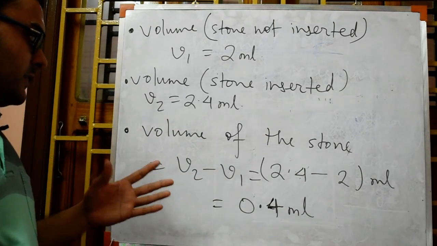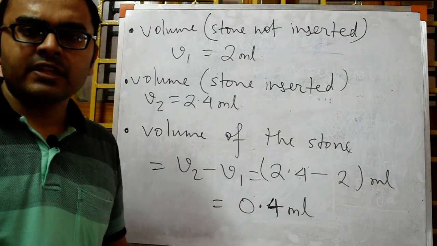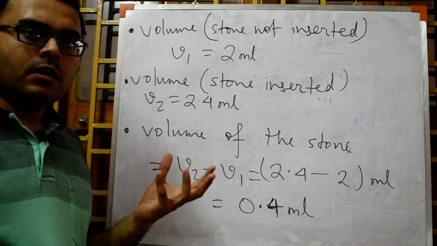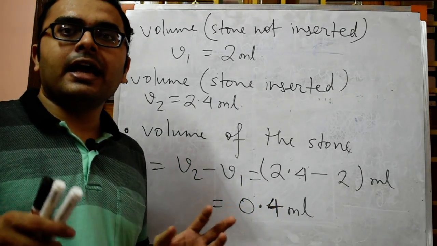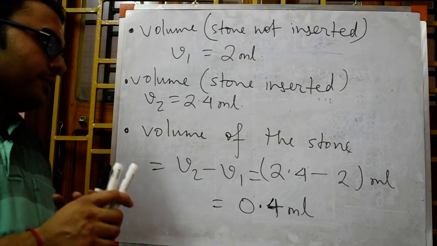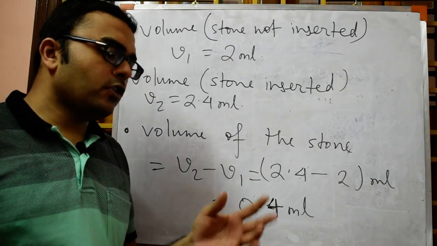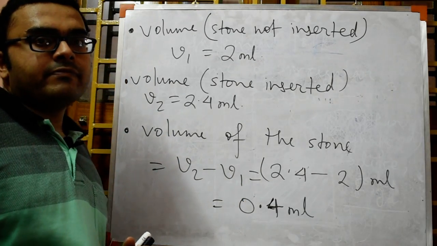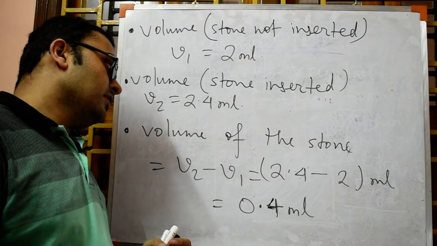Obviously there is one factor to be kept in mind: your object should not float in water, it has to sink in water. If you are trying to measure the volume of any object which does not sink in water, then the process becomes a bit more lengthy.